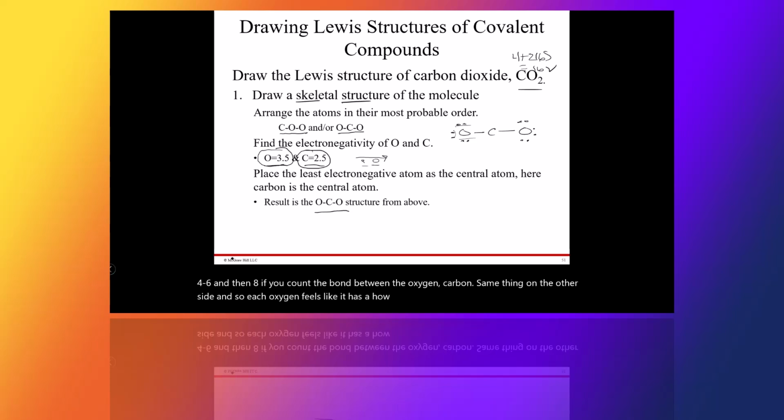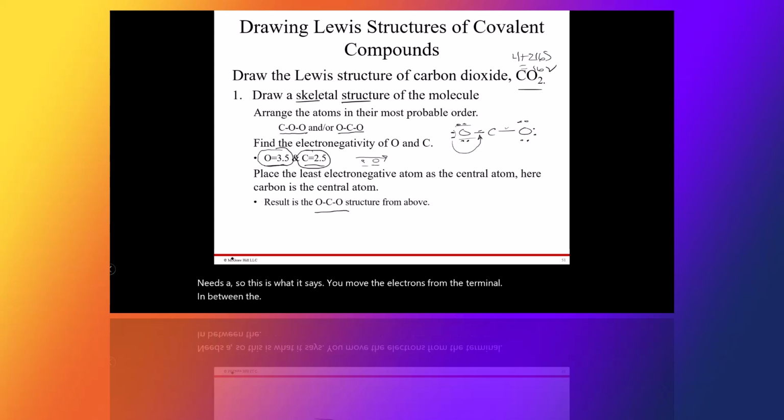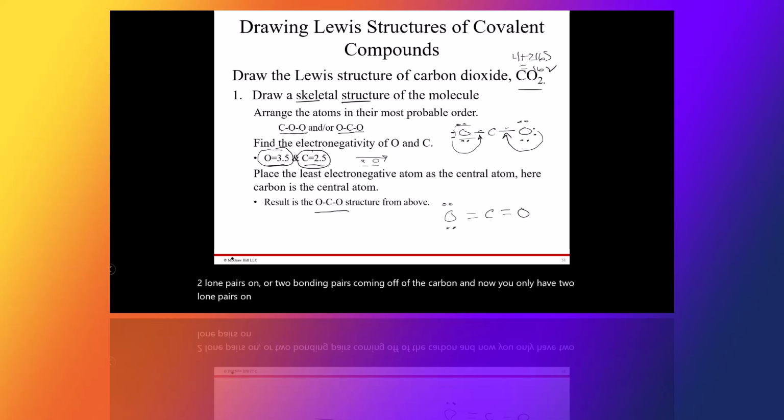How many does carbon feel like it has right now? Well, the answer is 4. It's got 2 here and then 2 here. It needs 8. So this is what it says. You move the electrons from the terminal atom in between the terminal and the central atom, like so. By doing that, you now have 2 bonding pairs coming off of the carbon on each side, and now you only have 2 lone pairs on each oxygen, like so.